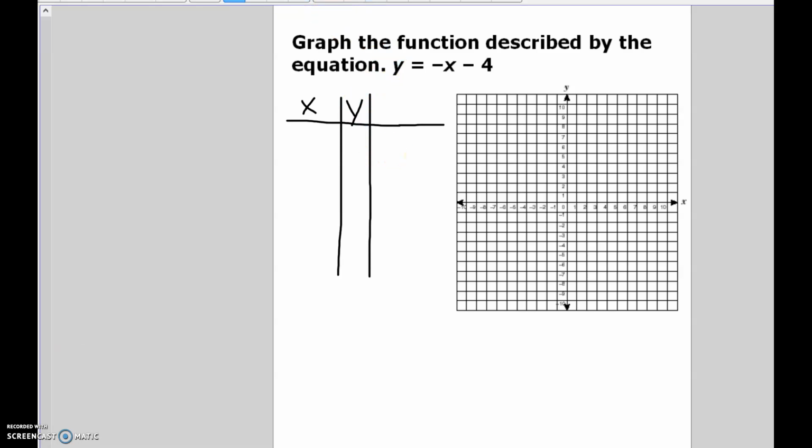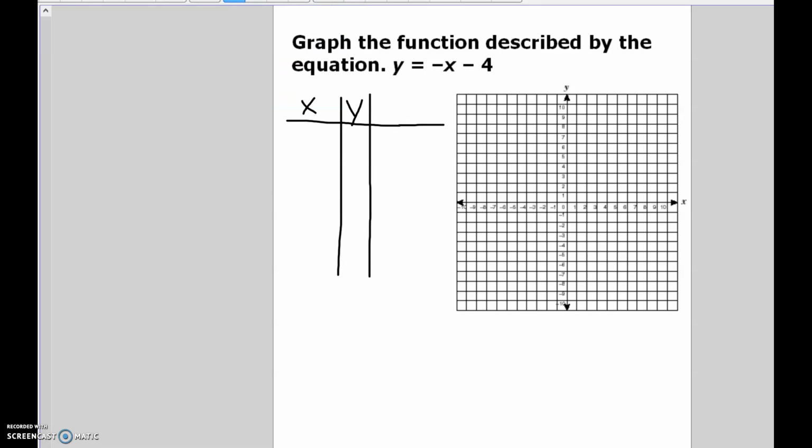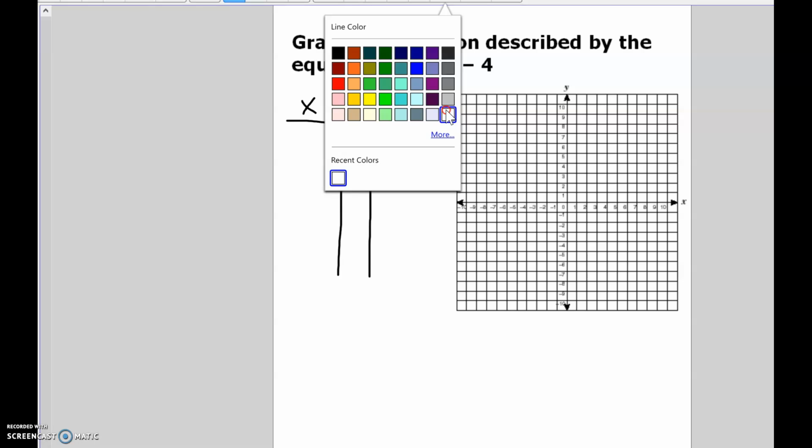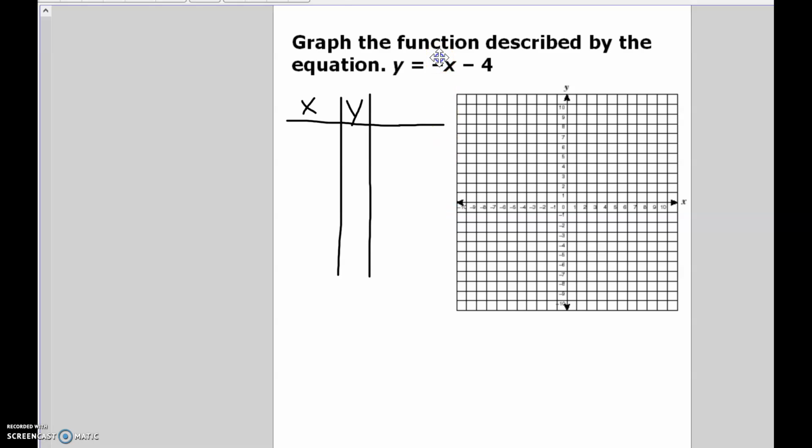You guys try this one, and we're going to do y equals x minus 4. Not this negative here. So y equals x minus 4. That's what you're going to do.